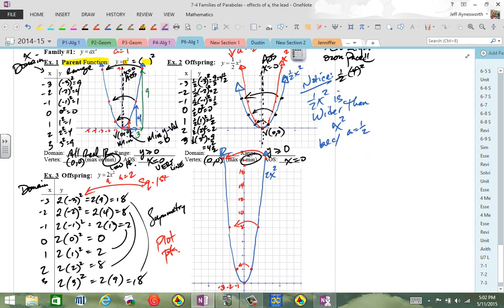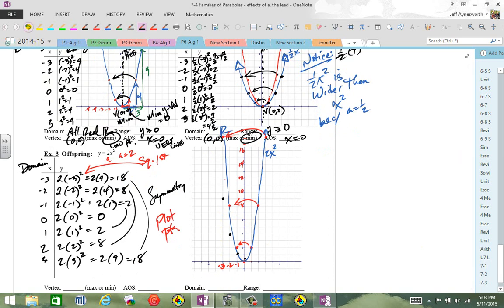So I'm going to shift to black, and I'm going to plot the parent first in black. So left 3 up 9, right here. And then left 2 up 4, right here. Left 1 up 1 right here. And 0, 0. Whoa, what's going on there? Right here, and then 1, comma 1, 2, comma 4, 3, comma 9. So here's your parent. So hopefully you can tell right there.